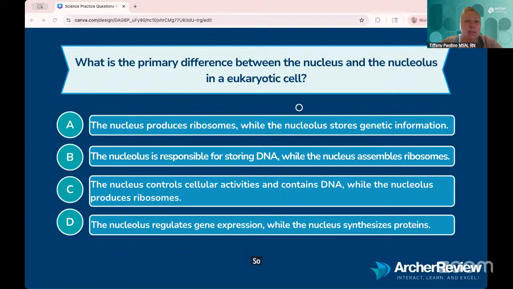So, what is the difference between the nucleus and the nucleolus? In this specific cell, what is the key difference? Remember that the nucleus is the control center, right? The nucleus is the middle. It contains DNA.